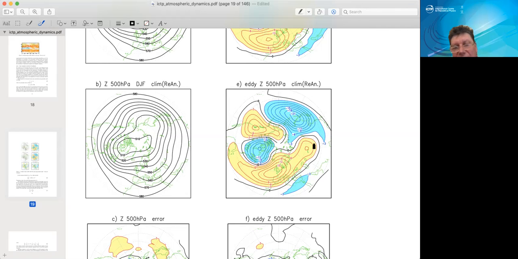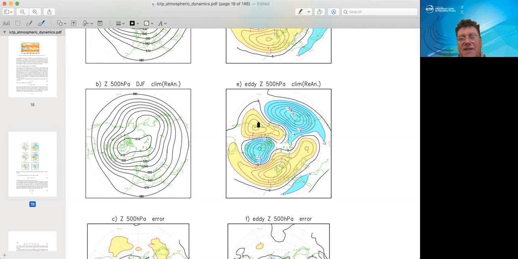And there's a similar feature if you look here over the Himalayas. But of course we have more stationary waves. So other features in the stationary waves may not be only triggered by mountains, but may be triggered by land-sea contrast and more complicated features that we have not considered here yet.